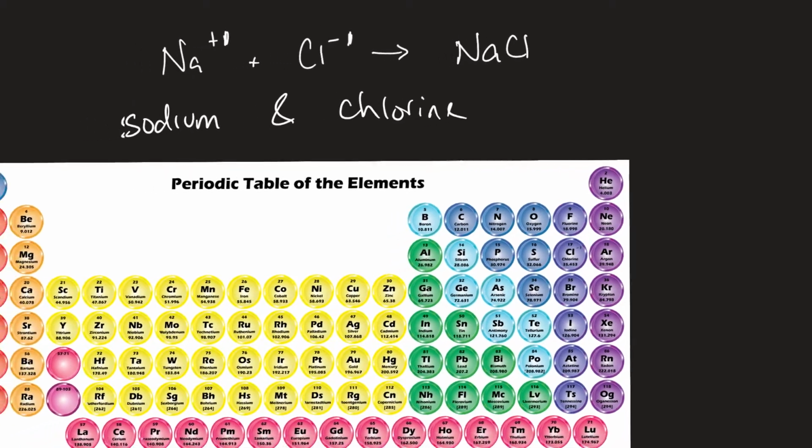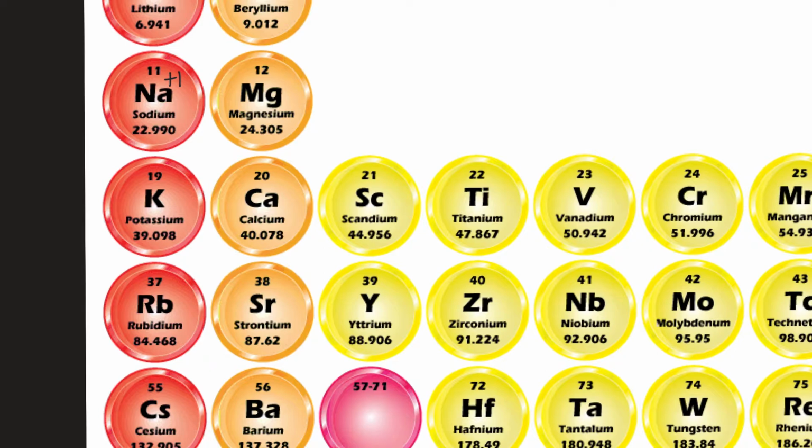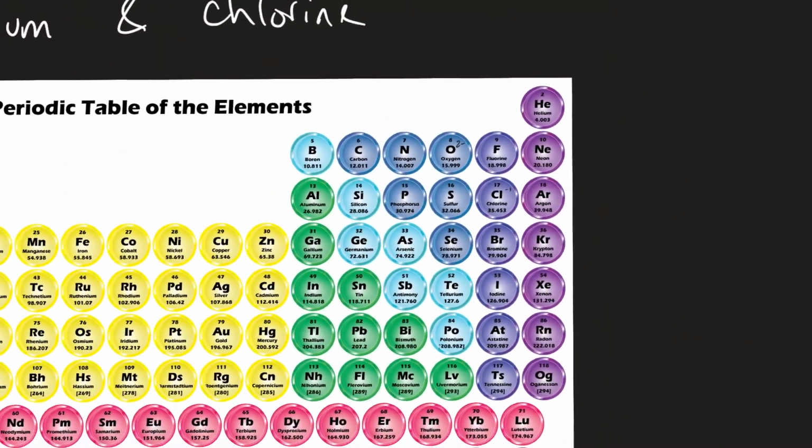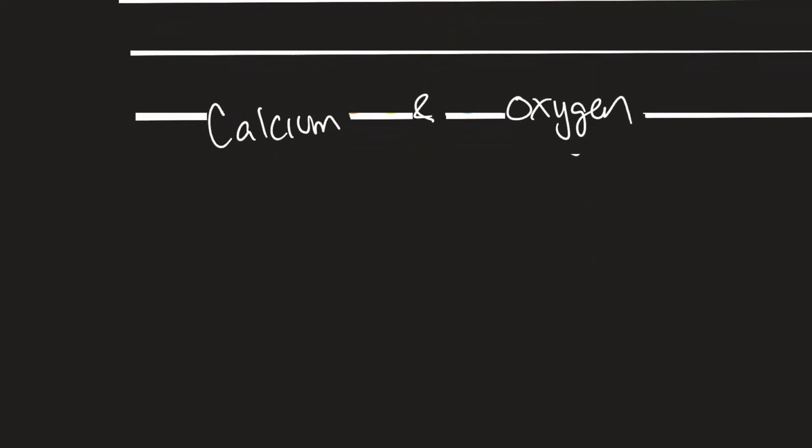Let's look at another example. Let's say we have calcium and oxygen. Let's look at our periodic table and figure out the charge of each. We notice that calcium has a charge of 2+. Oxygen has a charge of 2-. So when we rewrite this, we have Ca2+ plus oxygen, which is a 2-. If you notice, this is a 1-to-1 ratio. That simply means that we need 1 calcium for every 1 oxygen.